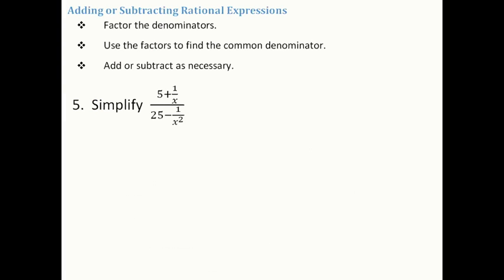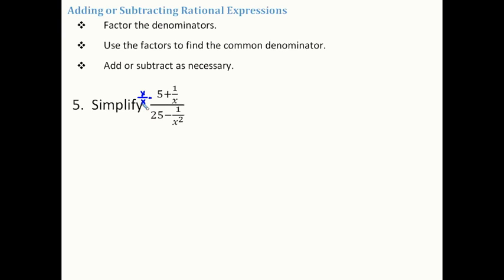Our last example here is another one of these compound fractions. This one's a little different because the numerator is not simplified and because the denominator is not simplified. So what we need to do with this one, before we can do our division, is add what's in the numerator and then subtract what's in the denominator. In order to do that, we have to have common denominators. So for the numerator, our common denominator is an x. So we're going to need to multiply our 5 times x by x over x.